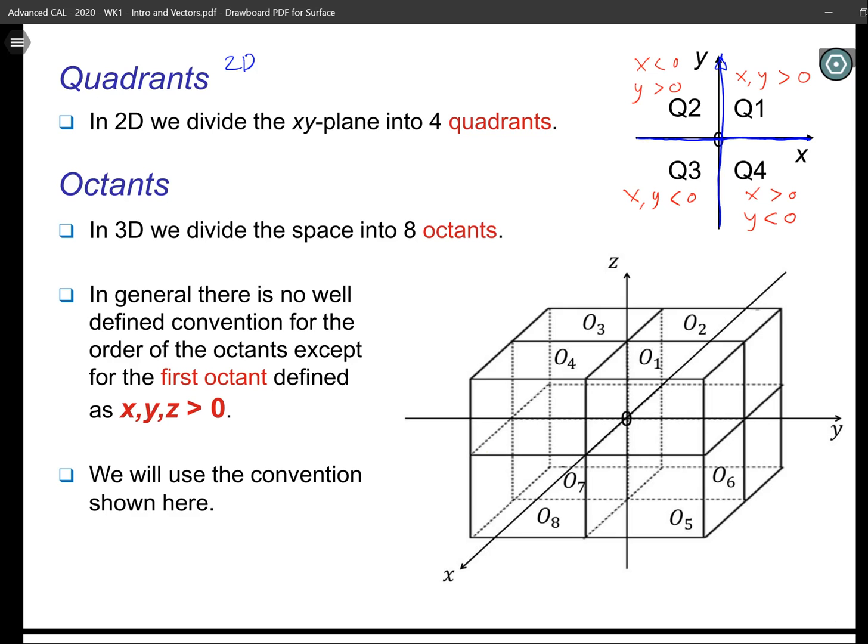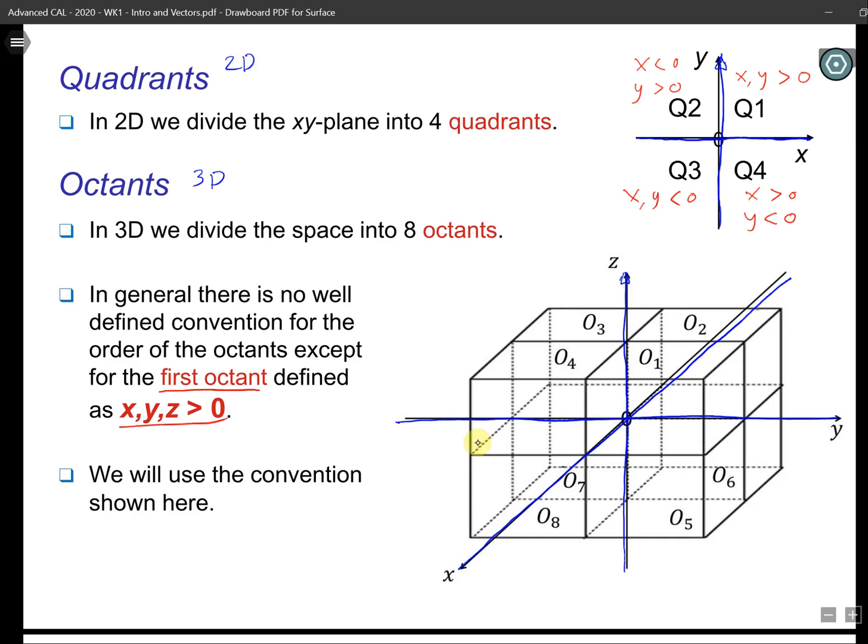But in 3D, it's going to be a little bit different. With 3 axes separating regions, we are going to have 8 regions to consider here. So in 3D, using 3 axes to separate regions, one right here, x, y right here, and z right here. Now usually we assign the first octant when all the variables are positive. The first octant usually corresponds to the region where all variables are positive.